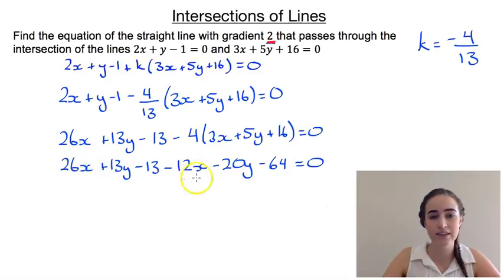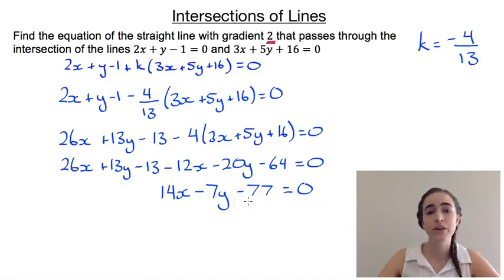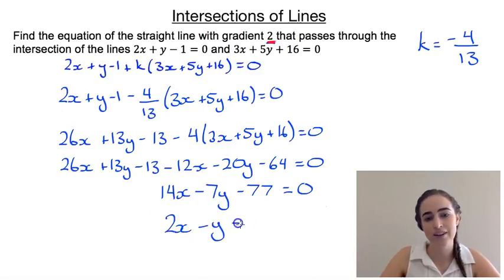So 26x minus 12x will leave us with 14x. 13y minus 20y would be minus 7y. And minus 13 minus 64 would be minus 77. So this is the equation, but there's one more step that we can do to simplify it. And that is that all these coefficients, or all these numbers here, have a common factor of 7. So we can divide through everything by 7. So we'll end up with 2x minus y minus 11 is equal to 0. So that's the equation of the line with gradient 2 that passes through the intersection of these two lines here.